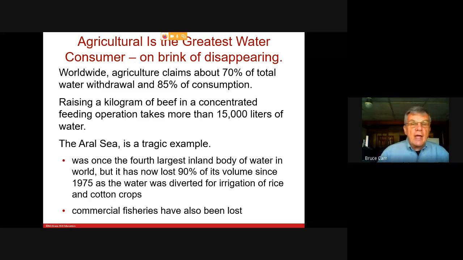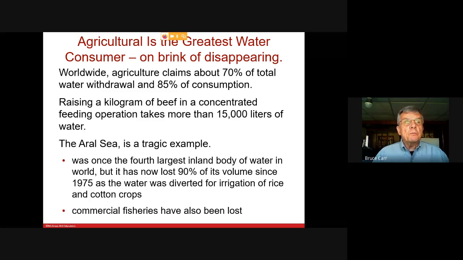The greatest water user is agriculture, right up to the brink of exhausting a water supply and causing it to disappear. Agriculture has 70% of the total water withdrawal. And that is used to cultivate the plants that provide our materials and our food. Sometimes our choices have a very important effect on water.